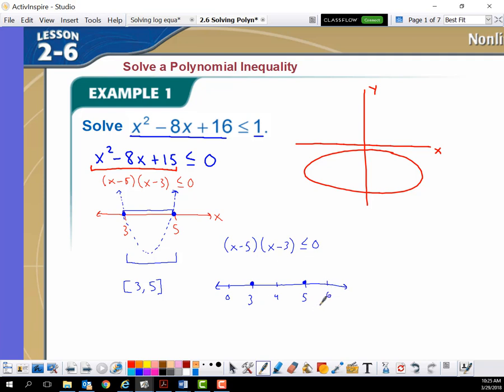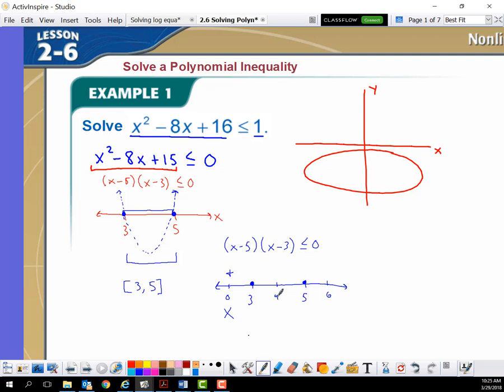And I'm going to test those points. Okay? So I'm going to test those points and see what happens. So when I plug a 0 in for x, I get 0 minus 5 is negative 5. If I plug a 0 here, I get 0 minus 3 is negative 3. So that would be negative 5 times negative 3. Well, a negative times a negative is going to be a positive. Okay? So in other words, a positive number is not less than or equal to 0. So we would say that that section does not work.